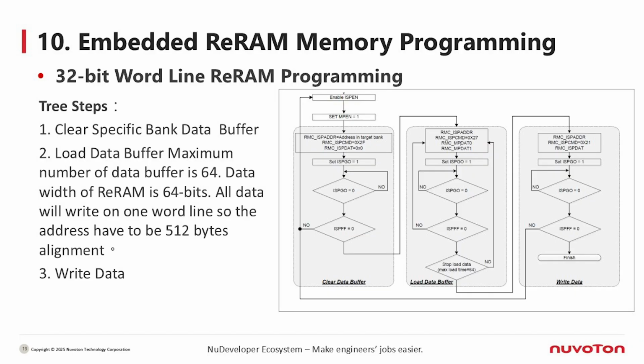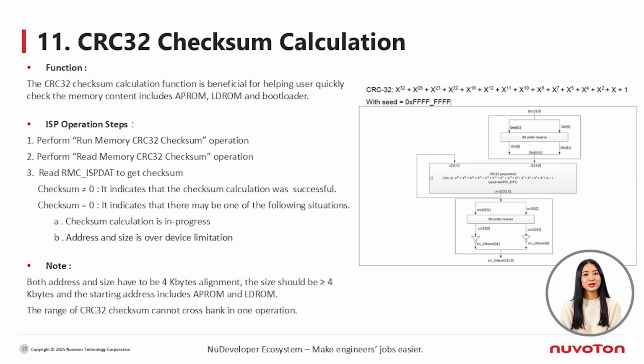Steps are as follows. 1. Clear specific bank data buffer. 2. Load data buffer. Maximum number of data buffer is 64. Data width of ReRAM is 64 bits. All data will be written on one word line, so the address has to be 512 bytes aligned. 3. Write data. Next, I will share the CRC32 checksum calculation.